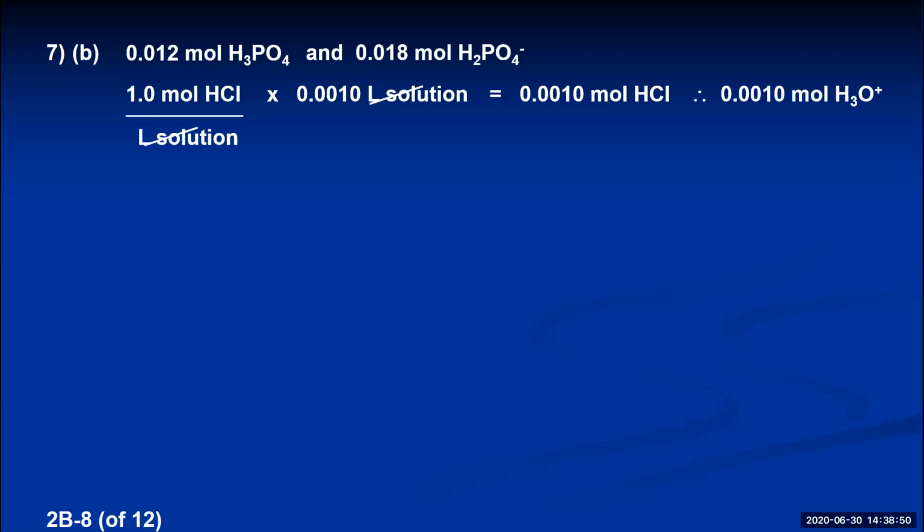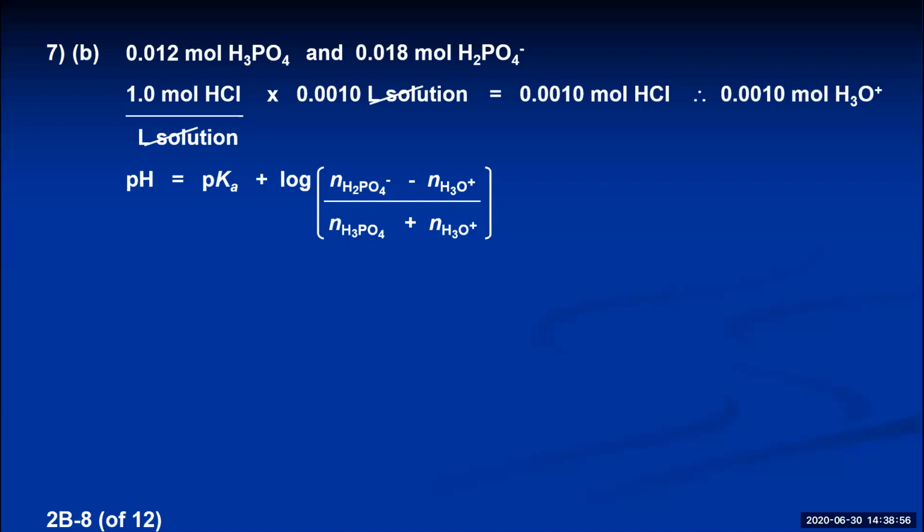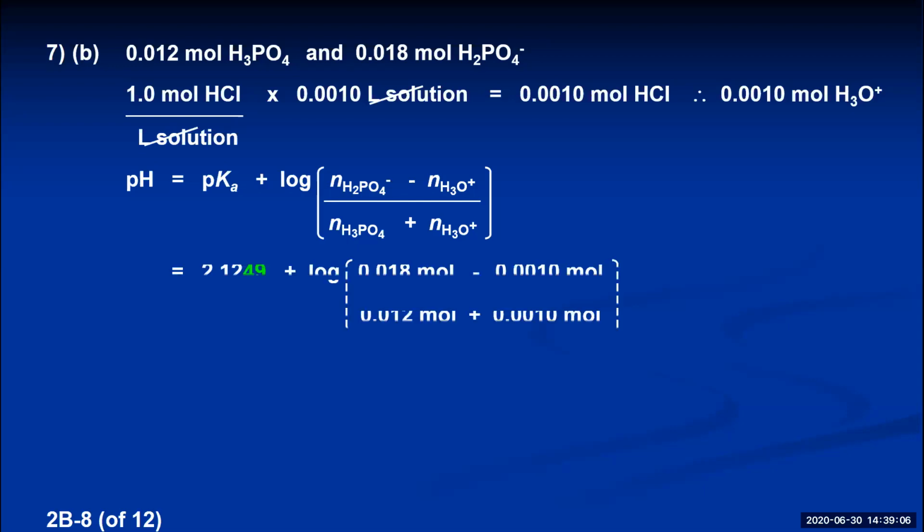We need the amended form of the Henderson-Hasselbalch equation. So the amended form will have to include the hydronium ions, and because hydronium ions are acids, they react with bases. The numerator is going to be minus the moles of hydronium. The denominator will be plus the moles of hydronium.